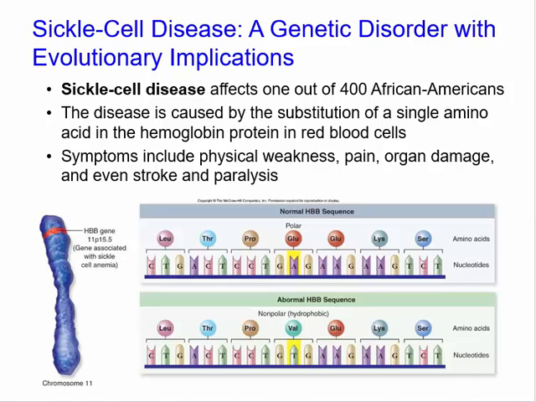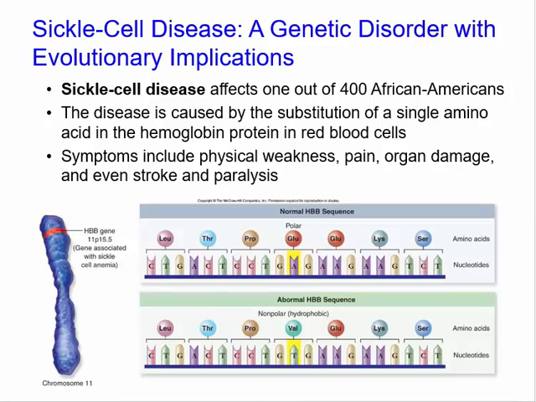And this results in a modification to hemoglobin. So this is in the hemoglobin gene. That's a protein found in your red blood cells, important for carrying oxygen. And so this change in this protein, as we'll see, can have a big effect. So what are the symptoms of sickle cell disease? Physical weakness, pain, organ damage, stroke, and paralysis.